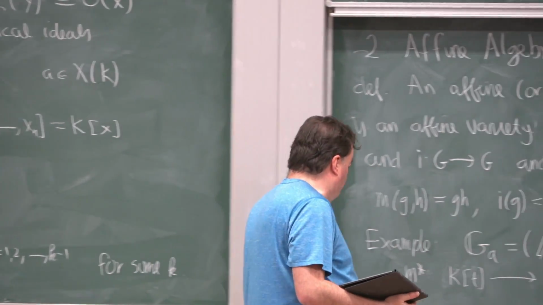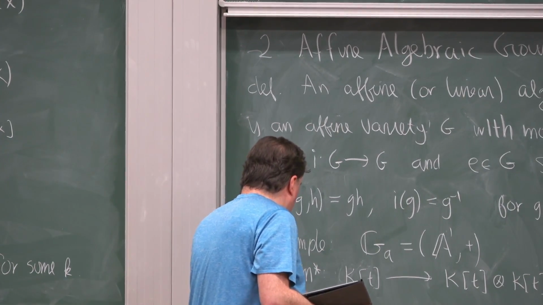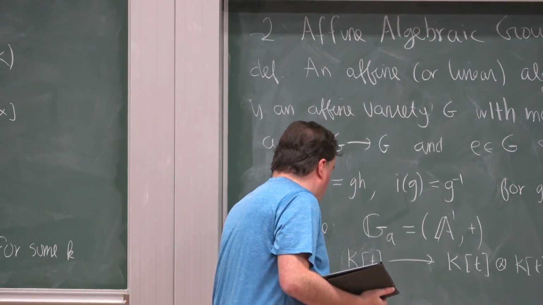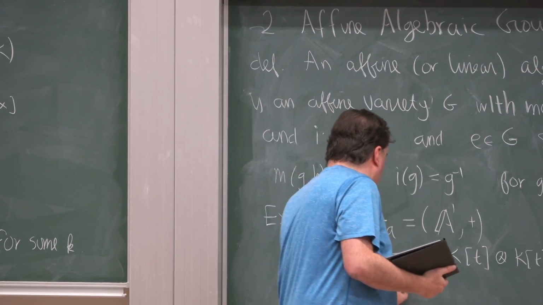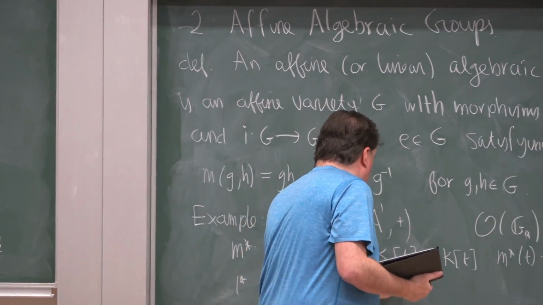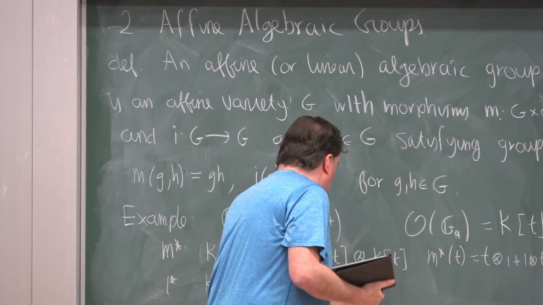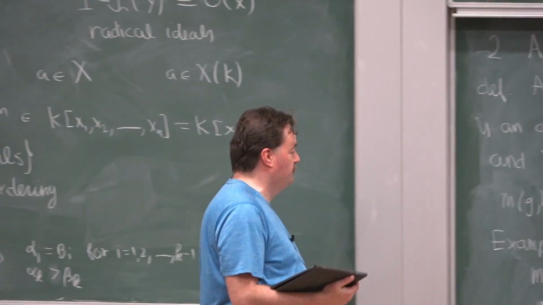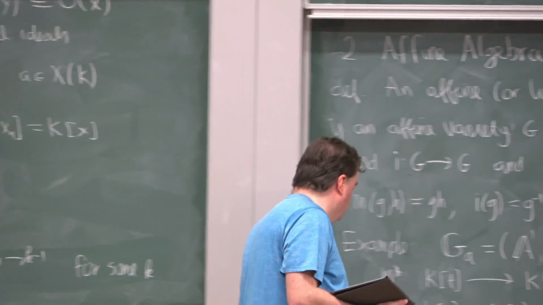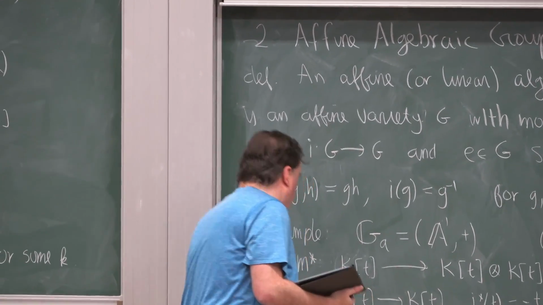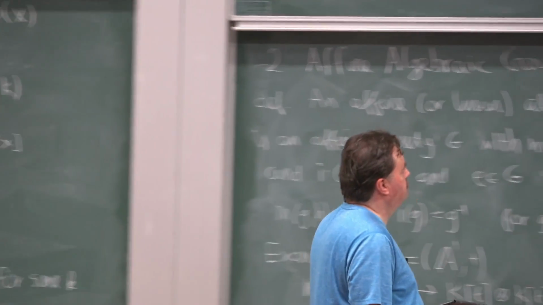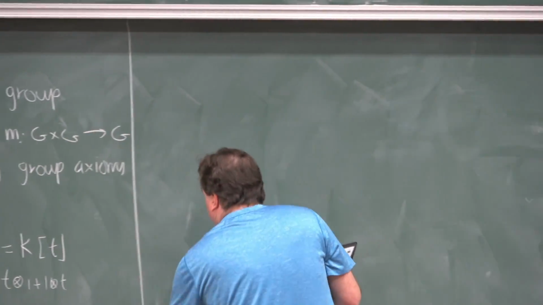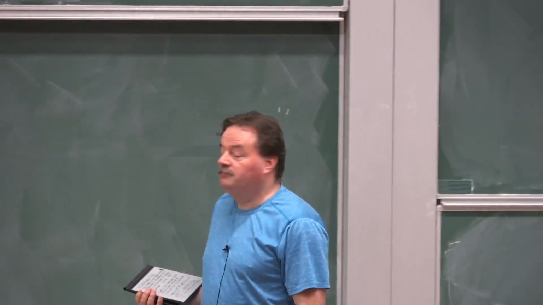And the inverse corresponds to the ring homomorphism that sends T to negative T, right? Because that's the inverse in the additive group. And of course, E is just 0. So that's one example.